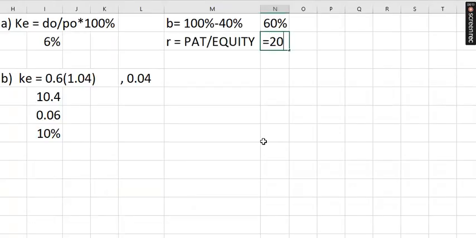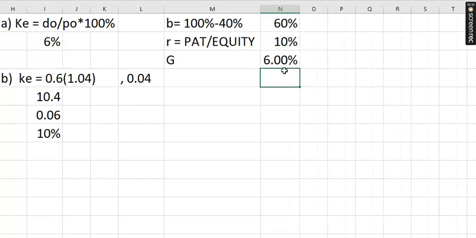So 20 over 100 gives us 10%. You click on percentage plus 10, then now you can find G. So growth rate, you multiply the B multiplied by R. So 6%. It means our growth rate is 6%.